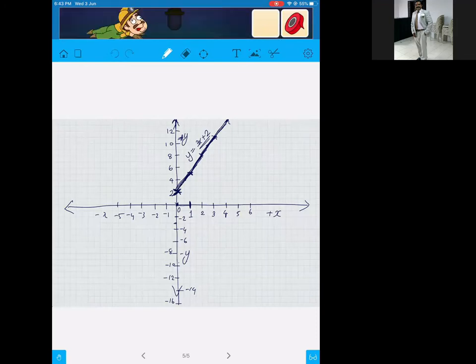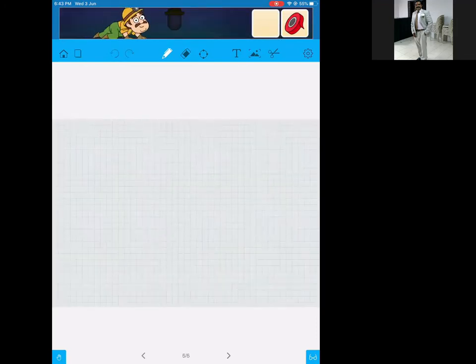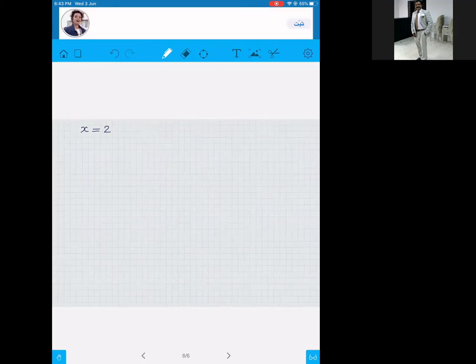Okay. Now suppose I need to represent the equation for the line x is equal to 2. So how to represent this line? X is equal to 2.